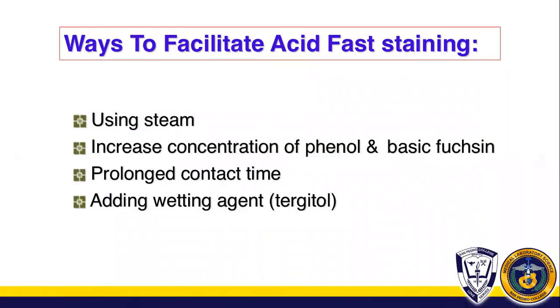Now remember, since the cell walls of acid-fast bacilli are really tough and waxy, we need to employ different methods to facilitate the entry of carbolfuchsin into the bacterial cell wall. So what are we going to do? We can use steaming or heating. I will show you that process later. Heating or steaming will open up the pores of the microbial cell wall, allowing the entrance of the carbolfuchsin into the cell wall.